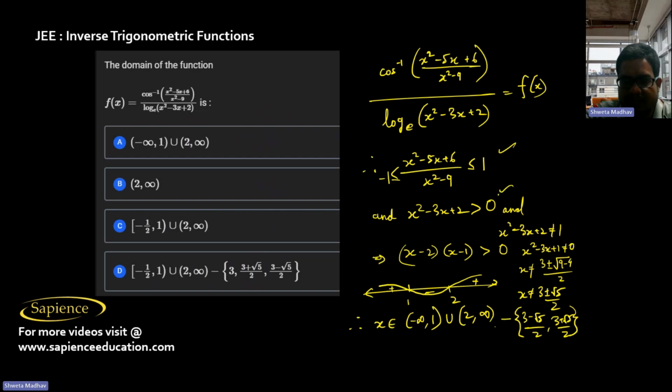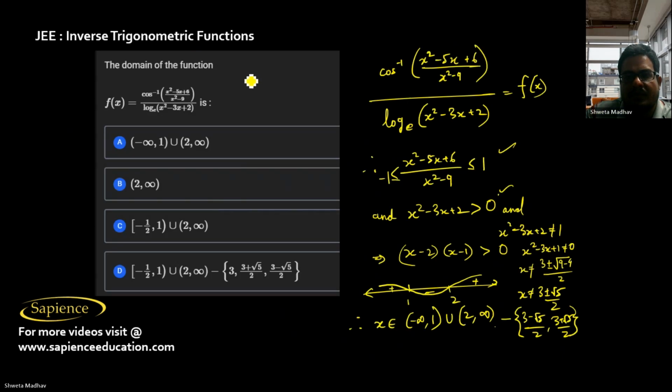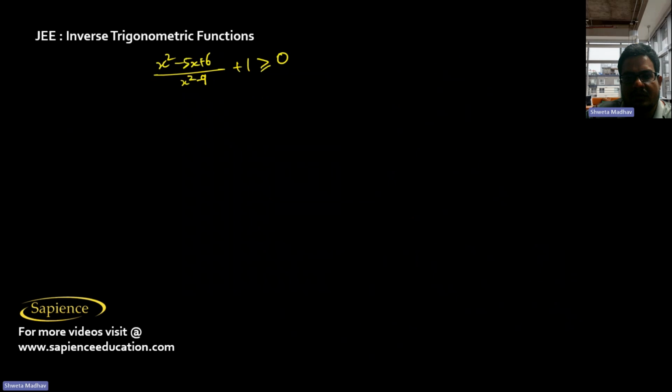So now this one, x square. Okay, so now x square minus 5x plus 6 by x square minus 9 plus 1, that is greater than or equal to 0. So then x square minus 5x plus 6 plus x square minus 9 by x square minus 9, that is greater than or equal to 0.